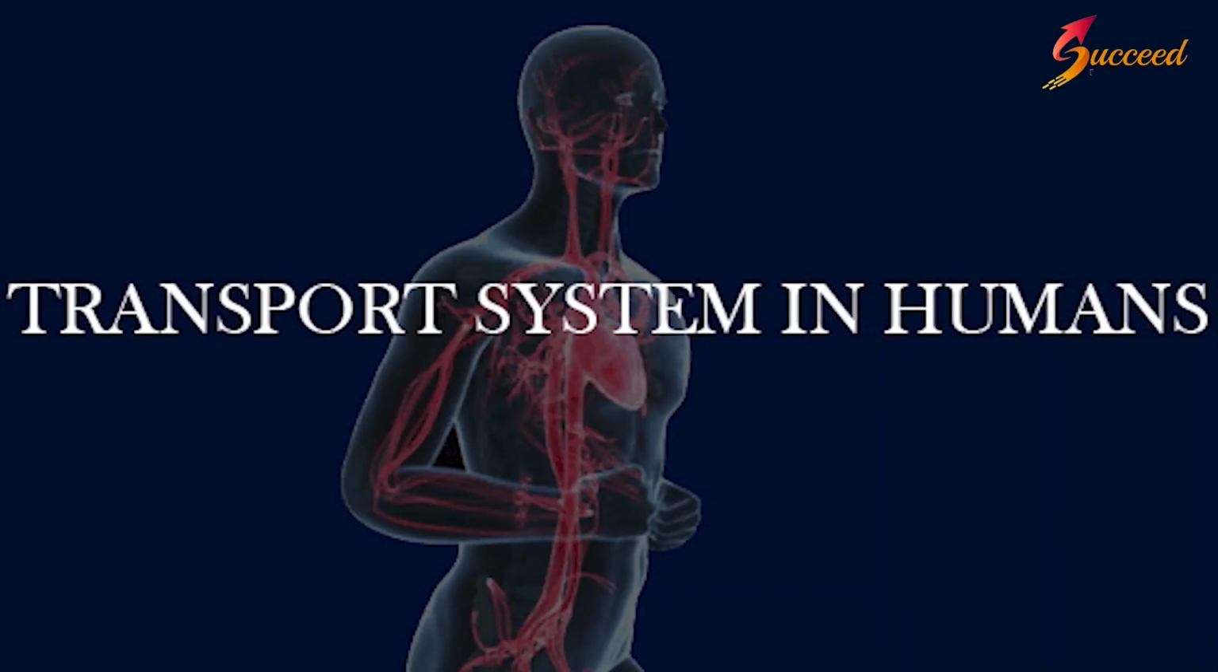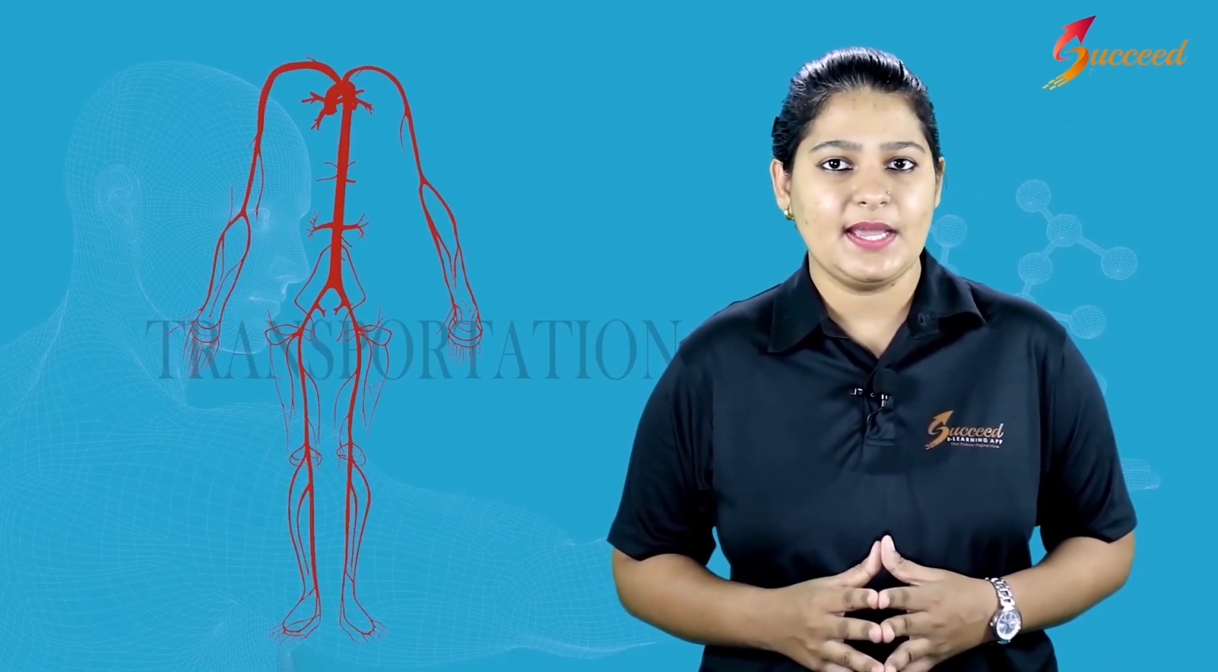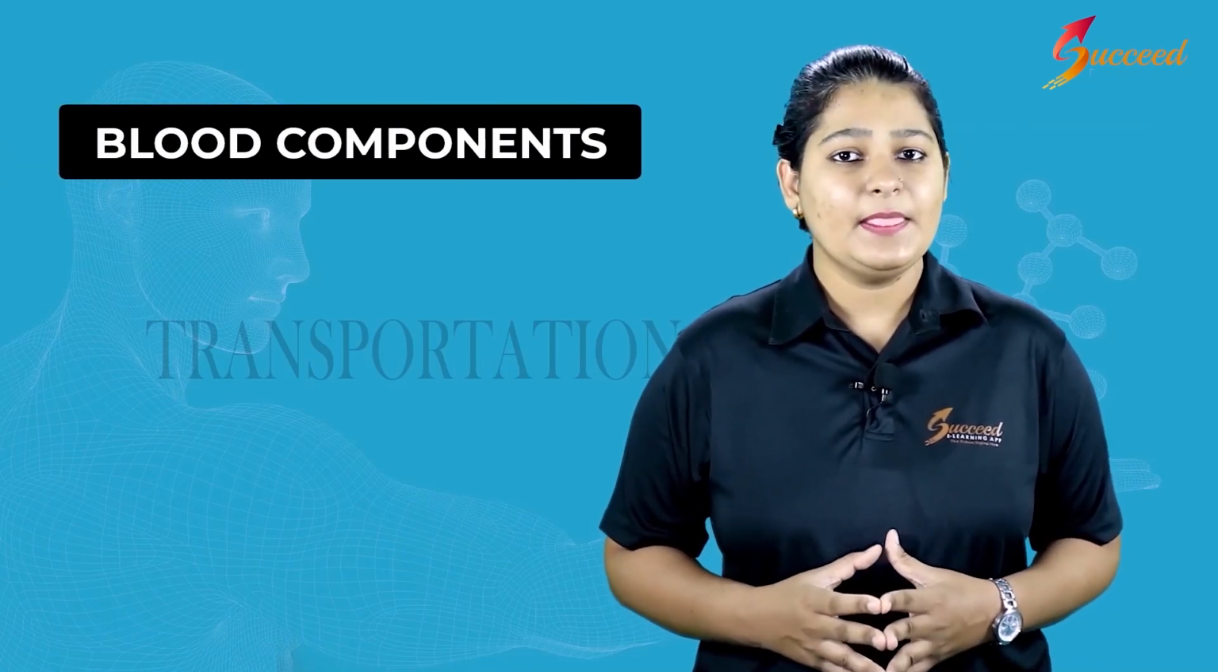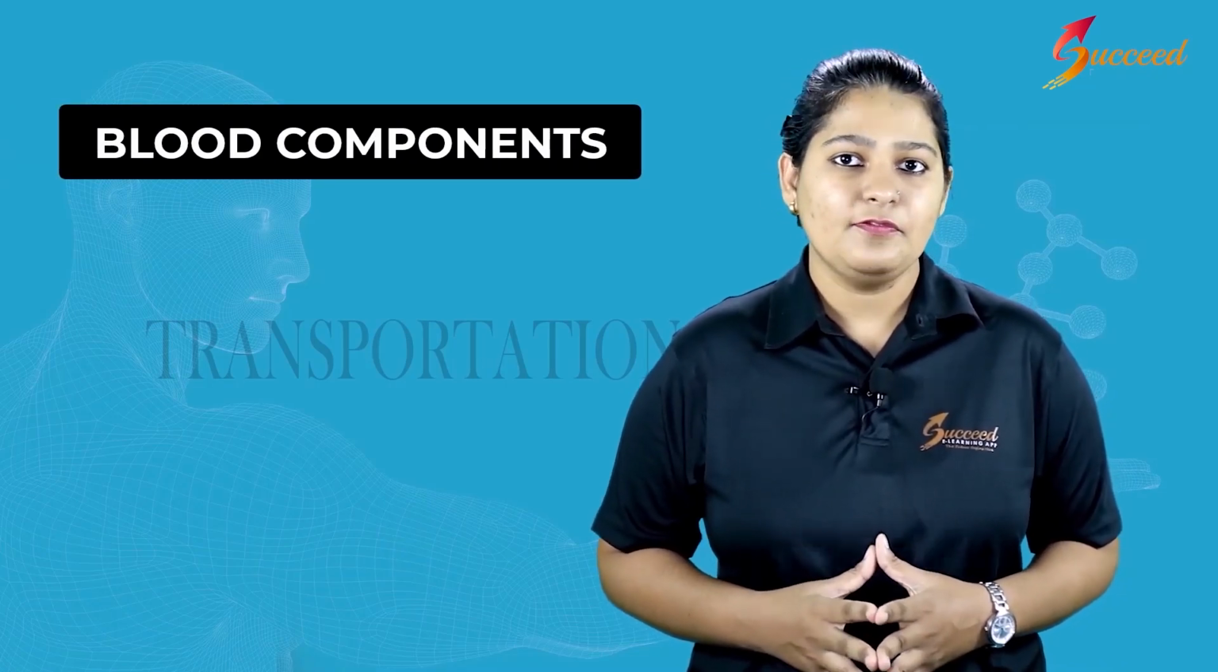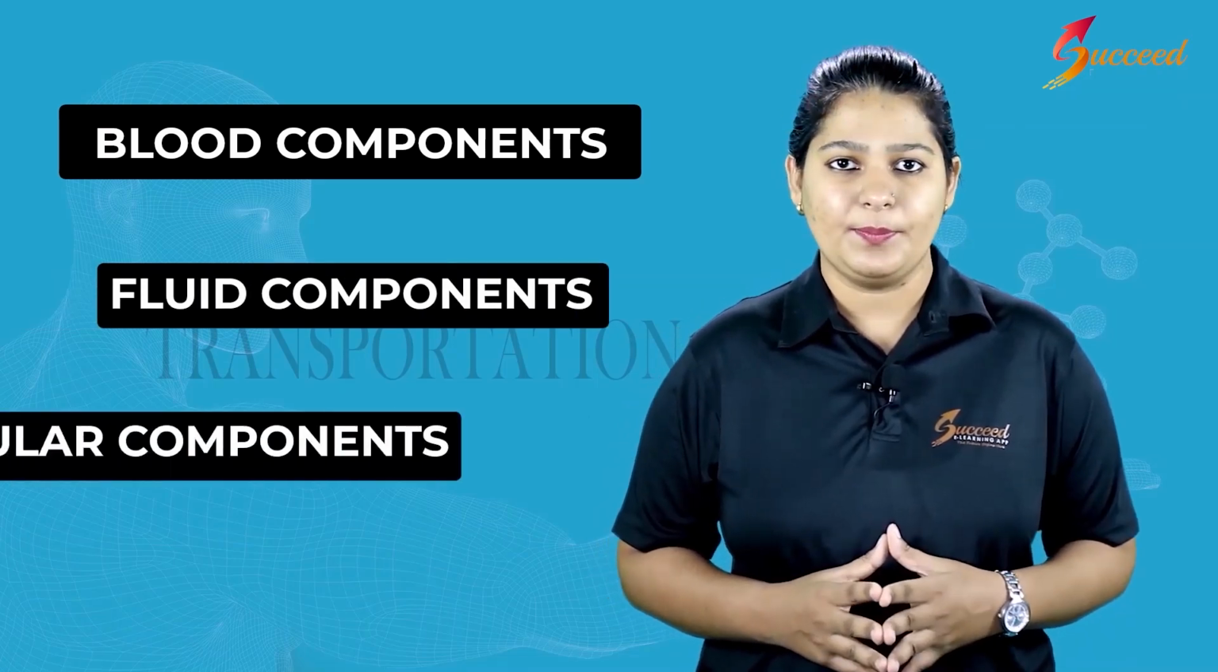Let's discuss the second life process, which is transportation in humans. Blood is the fluid connective tissue which helps in transporting all the substances in our body. Do you know the components of blood and its functions? Let's see the components of blood. The blood consists of 2 components, the fluid component and the cellular component.